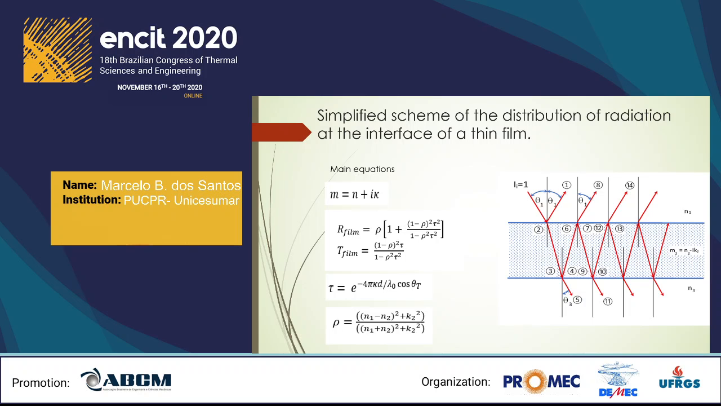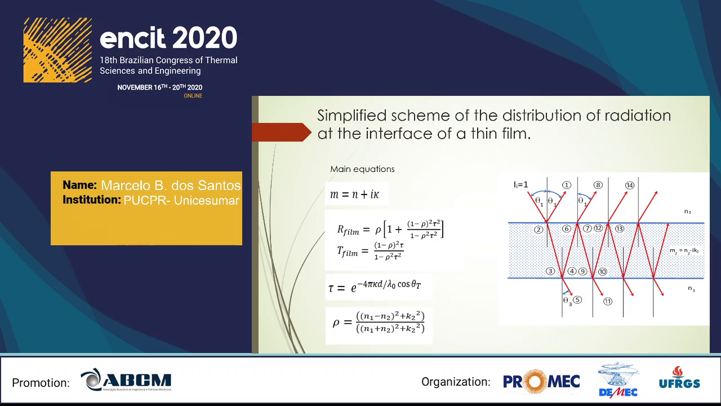We have in this job the main equations that describe the behavior of the ray of light. The first equation that we show in this slide shows the index of refraction of the material is complex because it has attenuation. The complex number is because of the attenuation of the ray when passing through the material.